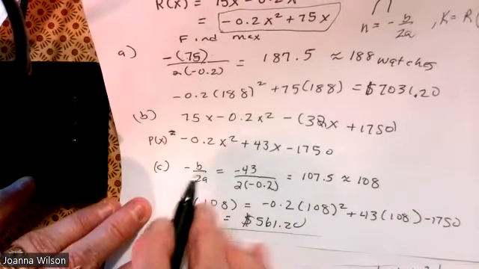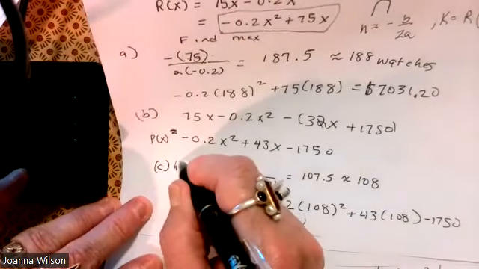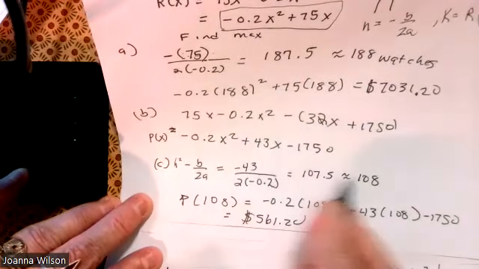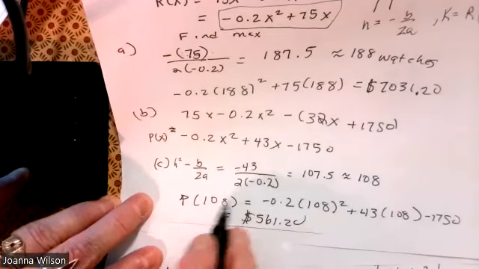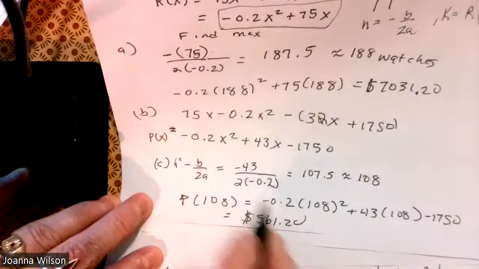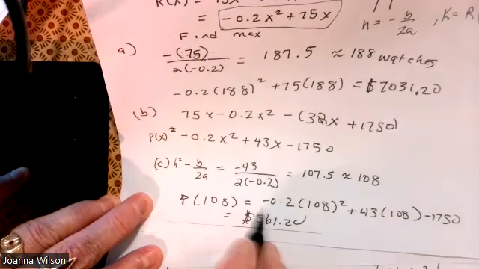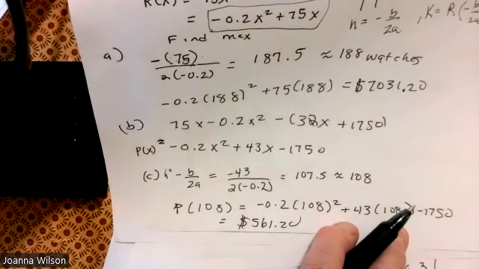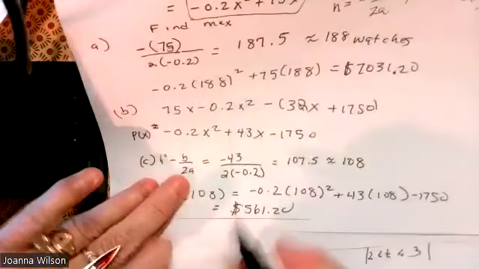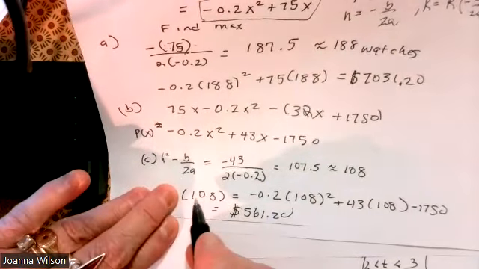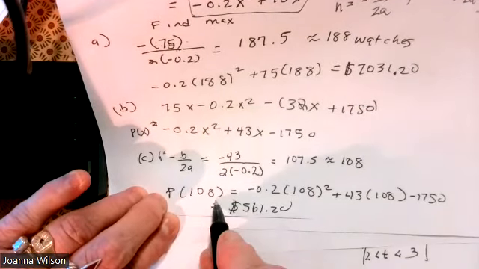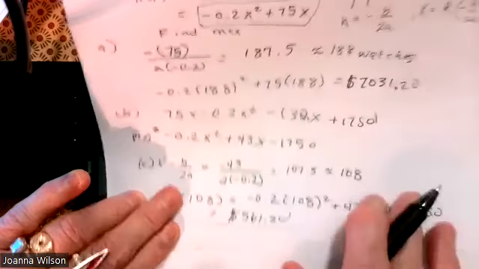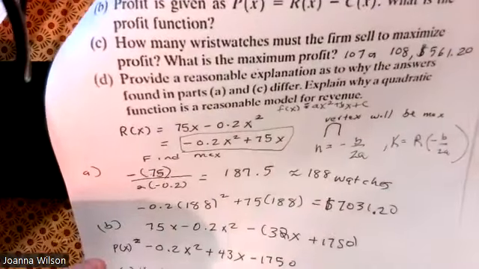And then I find the h again for this function. And then I put that number, and it's about 108, I round up, put that number back into the P function, and I get the y value here, which is $561.20. So the maximum profit's going to occur when you make 108 wristwatches, and what the maximum profit is going to be is $561.20.